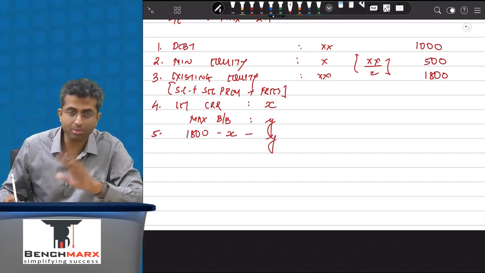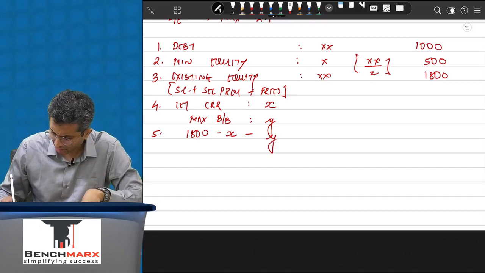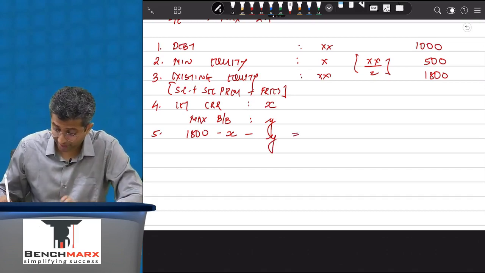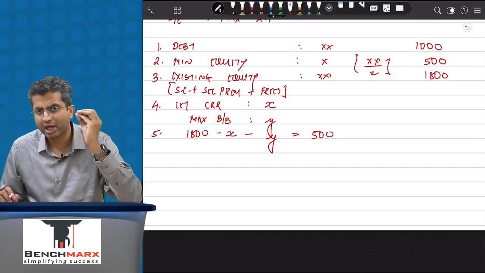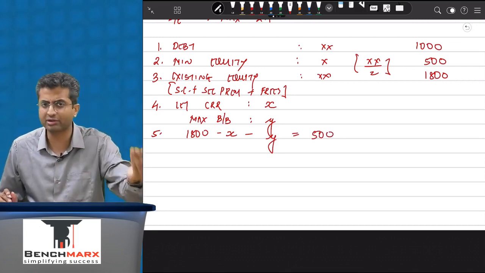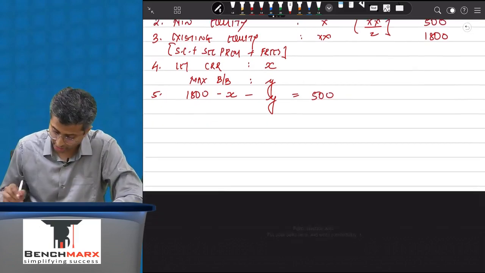I can transfer some amount, let us say Y, and utilize it for the purpose of buyback. After taking both of them into consideration, my equity can be 500. It can't go below that, otherwise my debt to equity will be greater than 2:1.